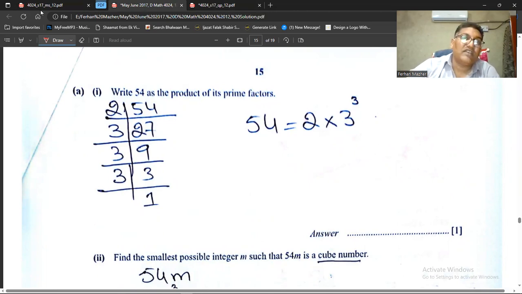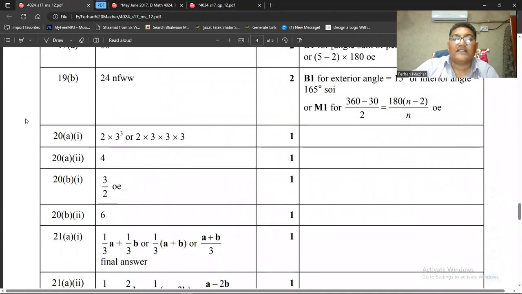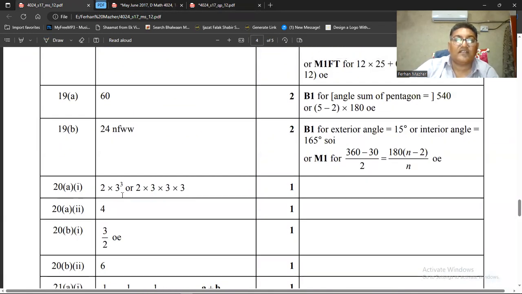So this is how you do this. That is 2 times 3 cubed. So you can see our answers are right. This is our answer.